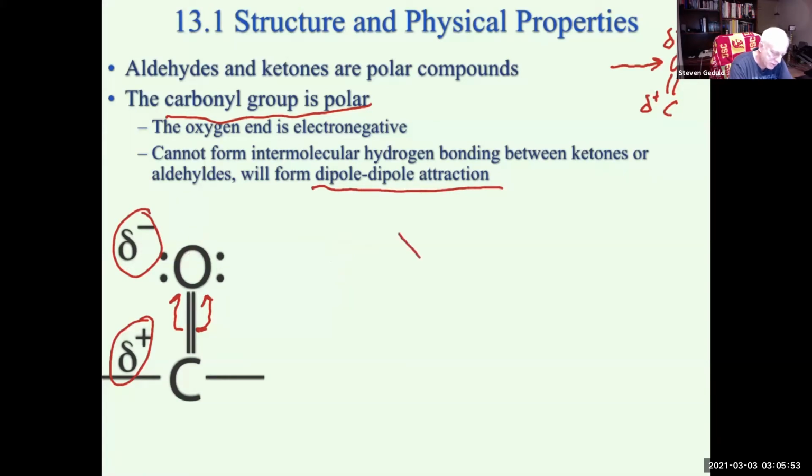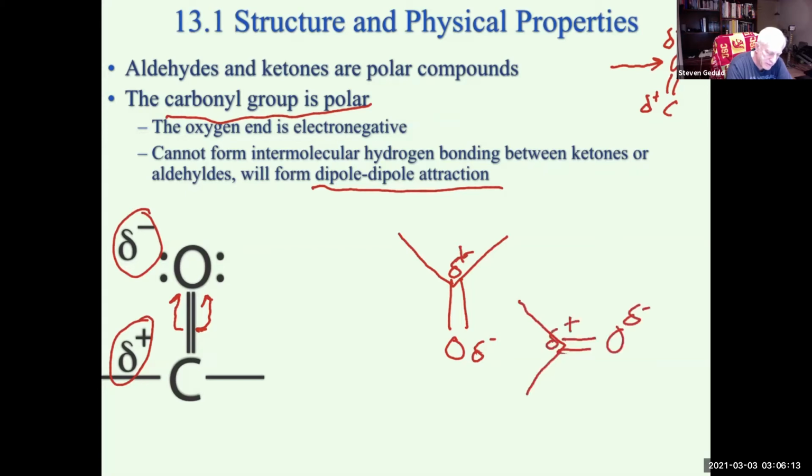Okay, a line structure. Here's our ketone, right? The oxygen is going to be delta minus. The carbon is going to be delta plus. It's going to be a little bit of a polar bond. Okay, so if you have another ketone and we line it up here, delta minus, delta plus, you have an attraction here. That's a dipole-dipole attraction. Opposite charges attract.